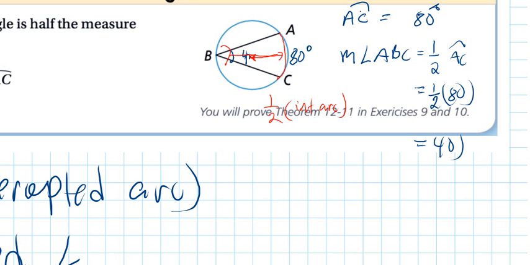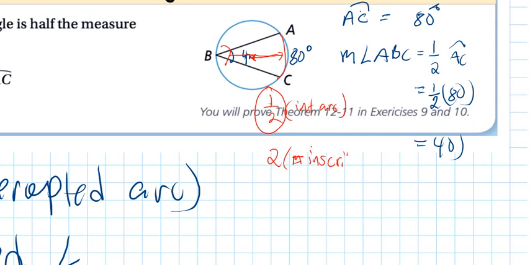So what are you going to do? What's the reciprocal of 1/2? 2. So we're going to say 2 times the measurement of your inscribed angle.